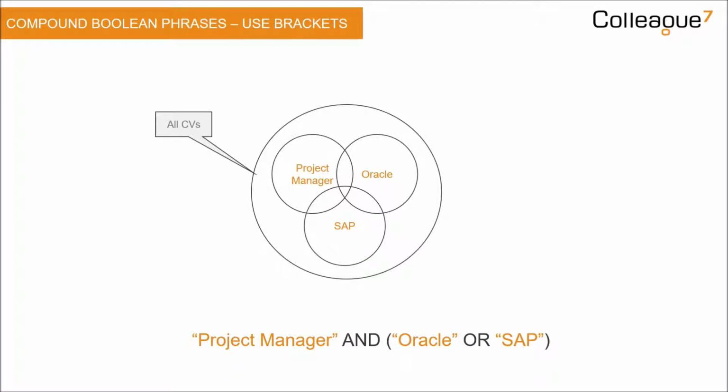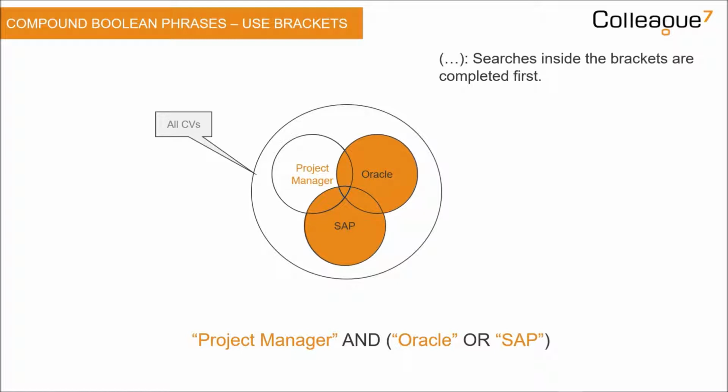So if we group Oracle and SAP together in that way, what that ensures is that that part of the search is searched first. Demonstrated here, it will search Oracle and SAP together. What it will then do is look outside of the brackets to fine-tune that search, and in that instance it will then fine-tune to look for project manager based on the AND logic, and then you've found the records that you'll need.